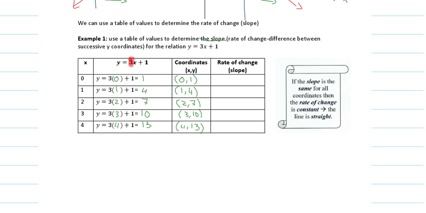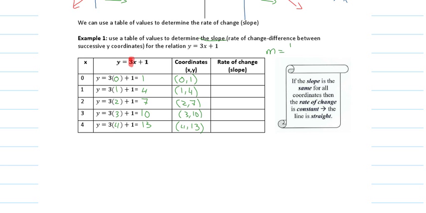Now, rate of change, which is the slope. What does the slope tell you? Give me the formula for the slope. What's the formula? y2 minus y1 over x2 minus x1. Okay? So, y2 minus y1 over x2 minus x1. That's the formula. So the slope is y2 minus y1 over x2 minus x1.